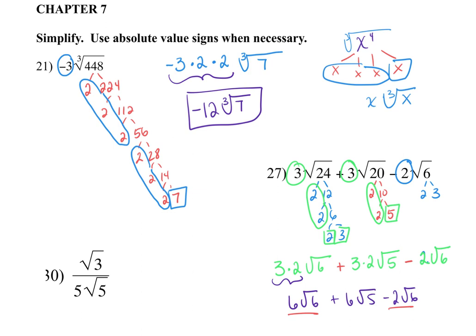These are now like terms. 6 minus 2 is going to give me a 4. So I have 4 square root of 6. And then this cannot combine with anything. So plus 6 square root of 5. And I am done with that one.